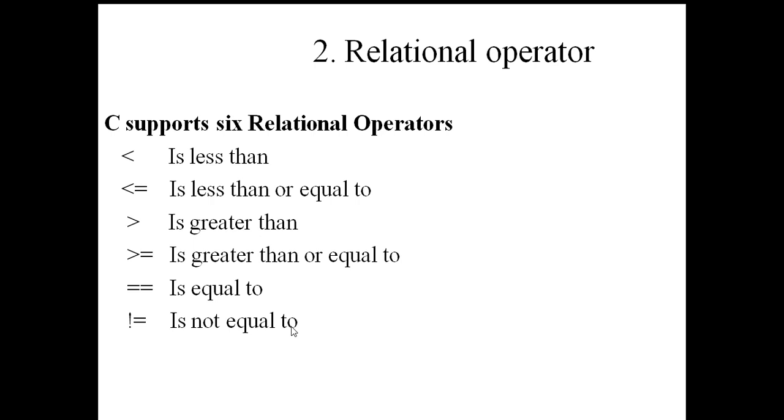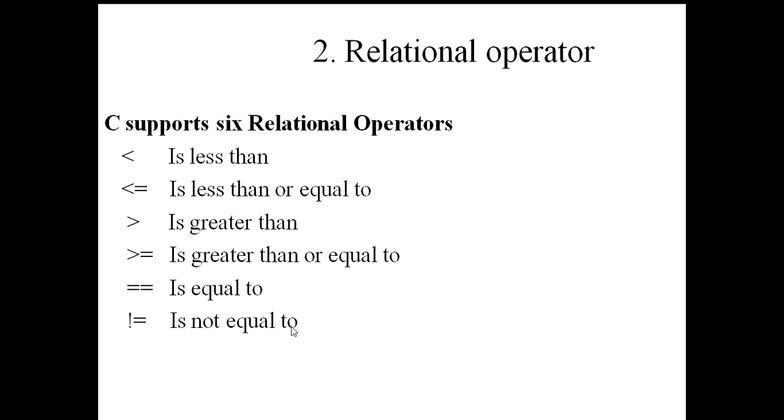Now let's look at the other category, that is relational operators. C supports six relational operators. The first one is less than, and we have less than or equal to. Also we have greater than, and greater than or equal to, and is equal to is also there, and is not equal to is also there. You can observe these symbols.